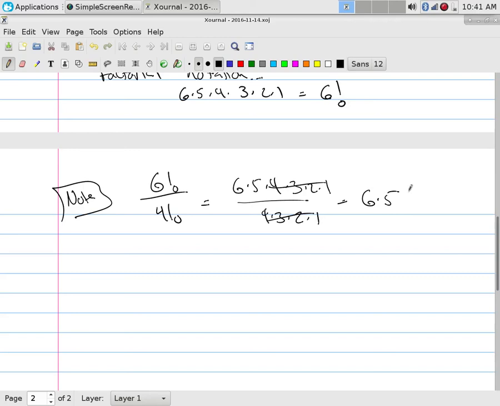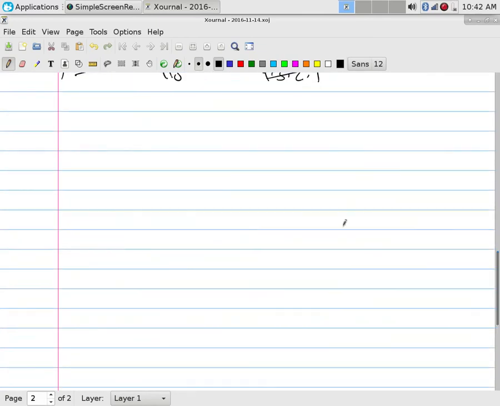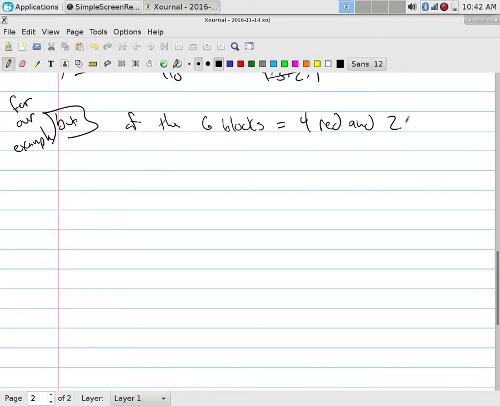So we should be able to do basic arithmetic using this new notation. So pretty much everybody, I'm sure, has seen this, but this is our new notation. So that tells us that this problem is 6 factorial. But if that's the ways to arrange 6 blocks, back to our example, of these 6 blocks, we had 4 red and 2 white.